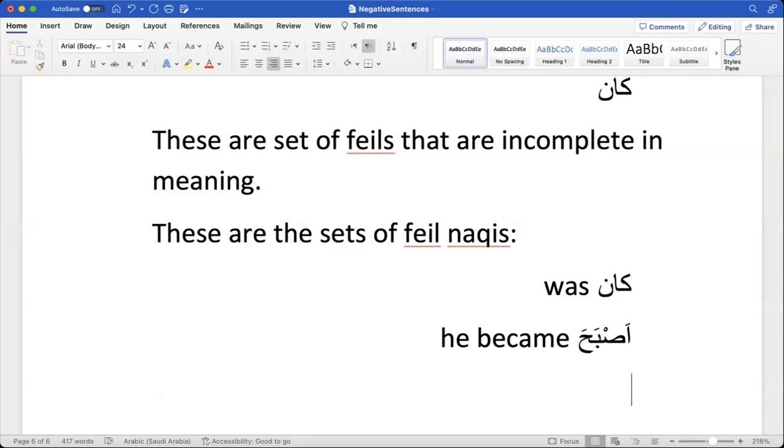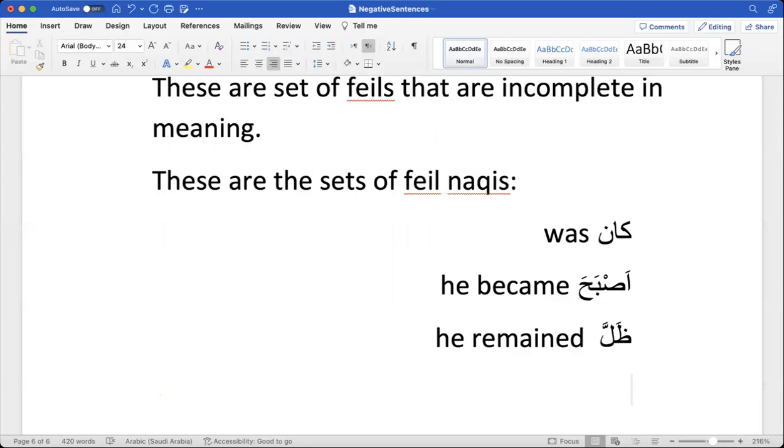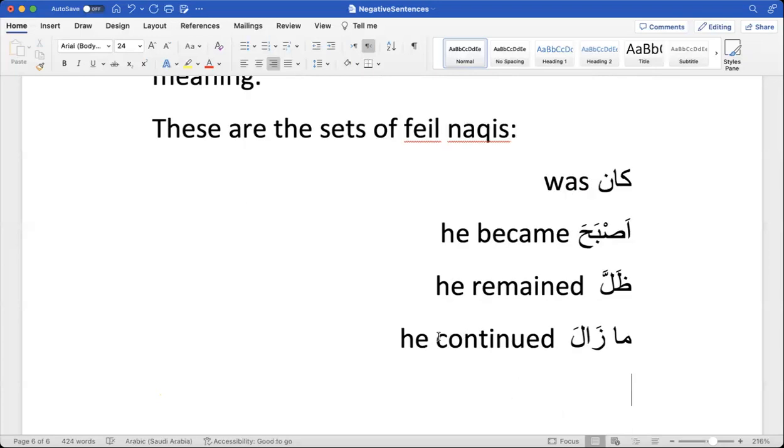Then we have one more called zalla. That's also quite common. Zalla means he remained. Then we have mazala, which is also used in the Quran. Mazala means he continued, or he still continued or still remained.